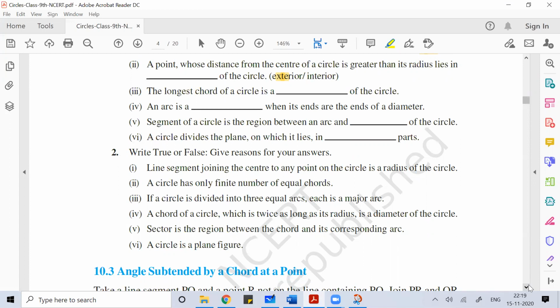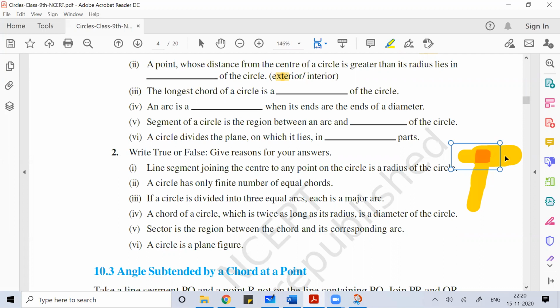Give reasons also. The line segment joining the center to any point on the circle is called the radius of the circle. So this is true. Any line segment drawn from the center of the circle to any point on it is a radius of the circle, and they are of equal length. I don't think anyone will have any doubt on this. This is true.